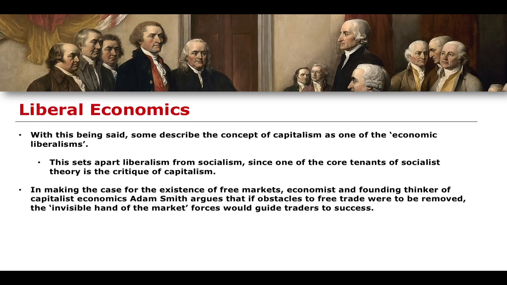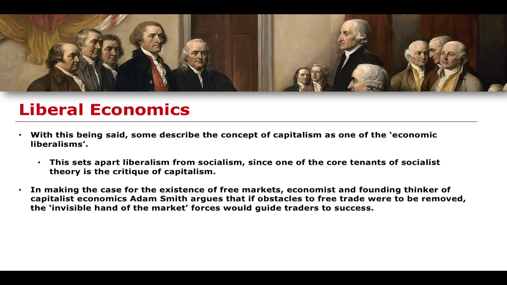Now, classical liberalism tends to focus its attention on the existence of what are known as free markets. Now, we know what a market is. A market is simply a place where people buy and sell goods or services.